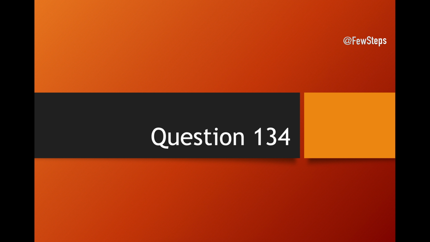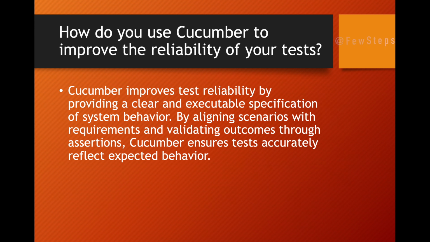Question 134. How do you use Cucumber to improve the reliability of your tests? Cucumber improves test reliability by providing a clear and executable specification of system behavior. By aligning scenarios with requirements and validating outcomes through assertions, Cucumber ensures tests accurately reflect expected behavior.